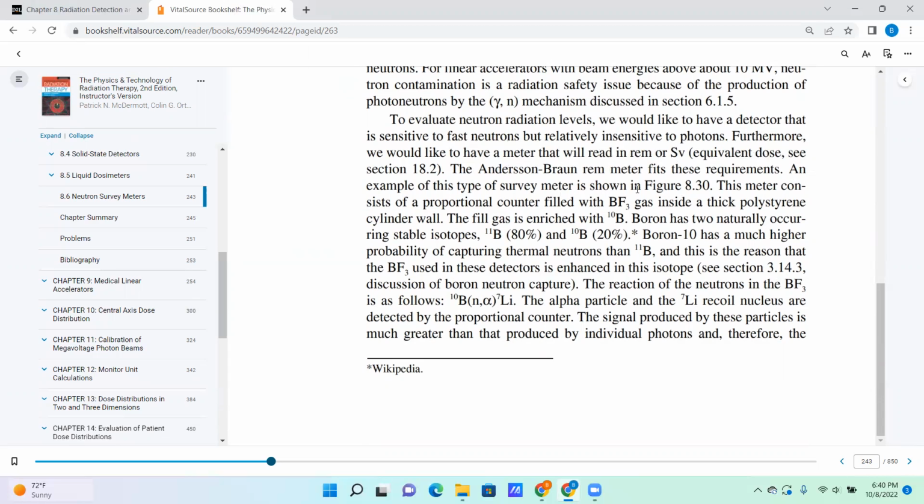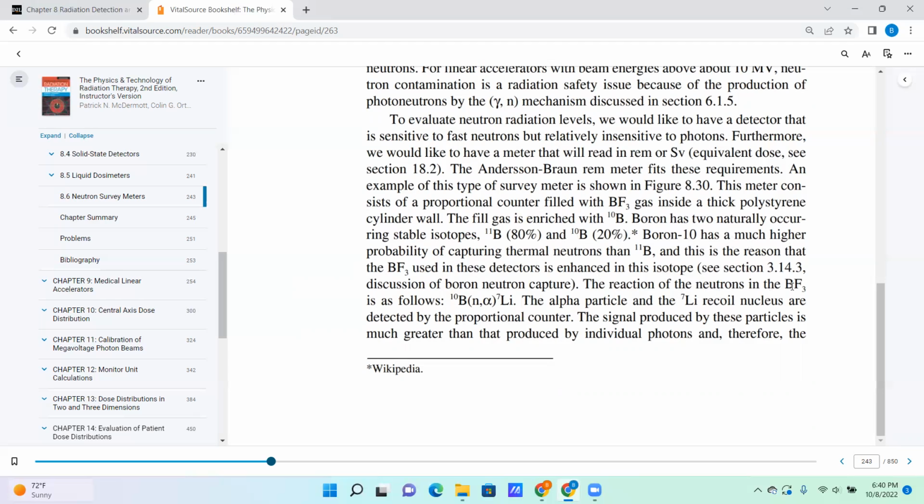An example of this type of survey meter is shown above. The meter consists of a proportional counter filled with BF3 gas inside a thick polystyrene cylindrical wall. The fill gas is enriched with boron. Boron has two naturally occurring stable isotopes, B10 and B11. Boron 10 has a much higher probability of capturing thermal neutrons than B11. And this is the reason that the boron fluoride used in these detectors is enhanced in this isotope.